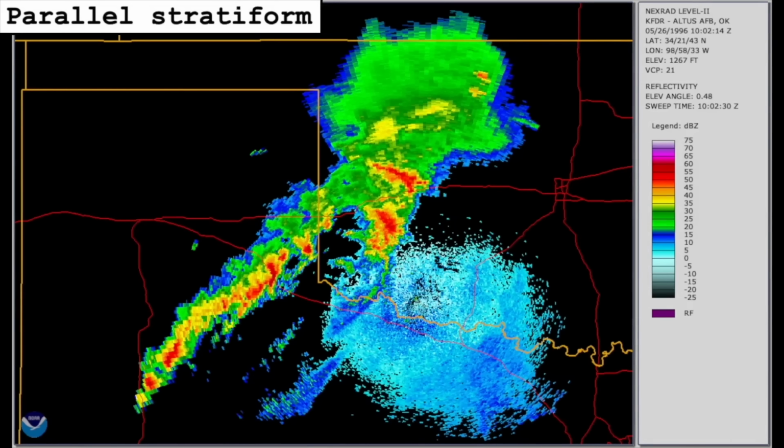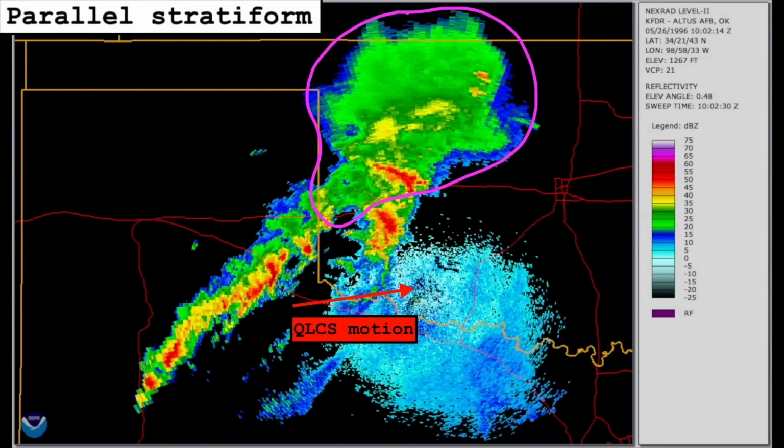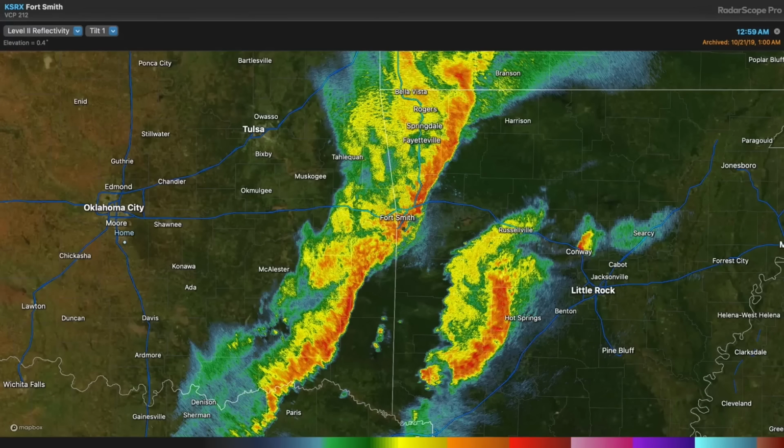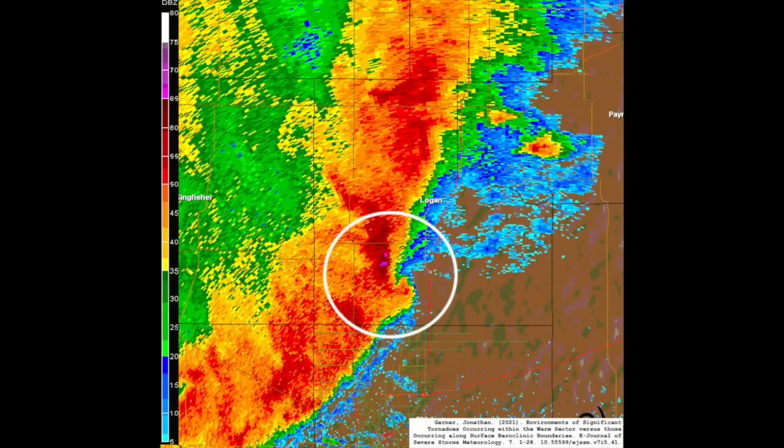Finally, a parallel stratiform system is a QLCS in which the area of stratiform rain is located parallel to and to the left of the main band of storms, relative to the QLCS's motion. While they're often somewhat symmetrical, QLCSs can also feature irregularities and asymmetries that signify localized differences in intensity and potential severe hazards. Individual supercells will sometimes become embedded within the broader line of storms.